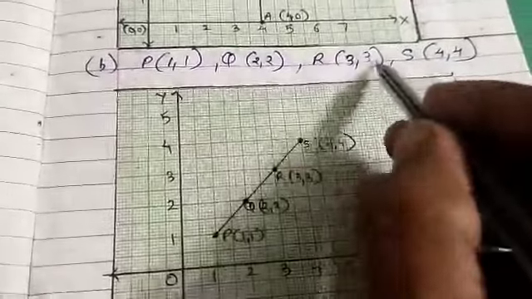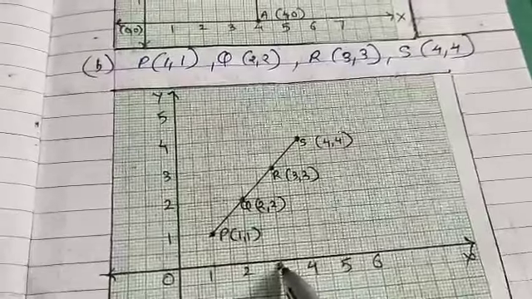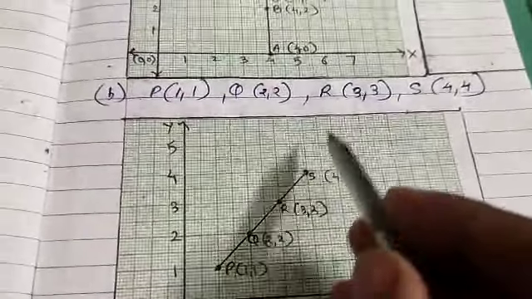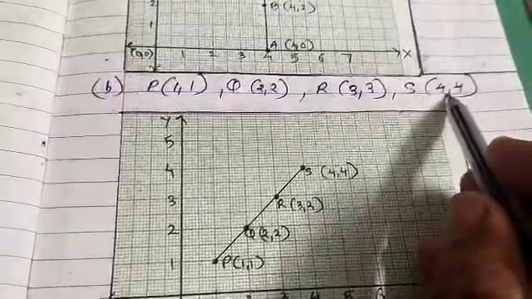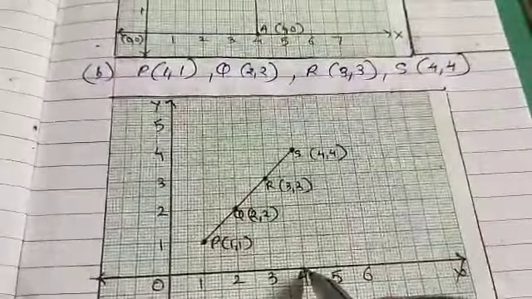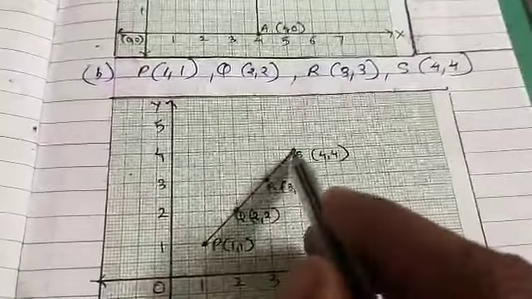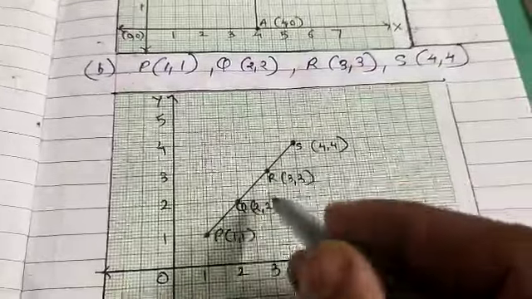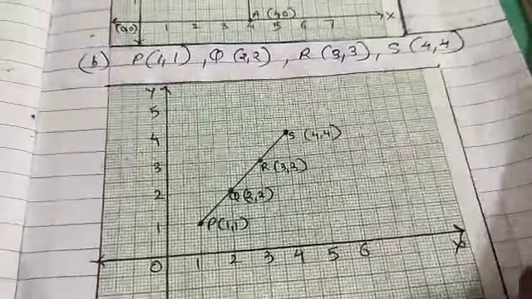Value of R, that is (3, 3). The value of x-axis is 3 and y-axis also 3. So both points will meet over here. Then value S, that is (4, 4). So value of x-axis 4 and y-axis also 4. Both points will meet over here. So when we draw a line, we can say that yes, all the points are on the same line.